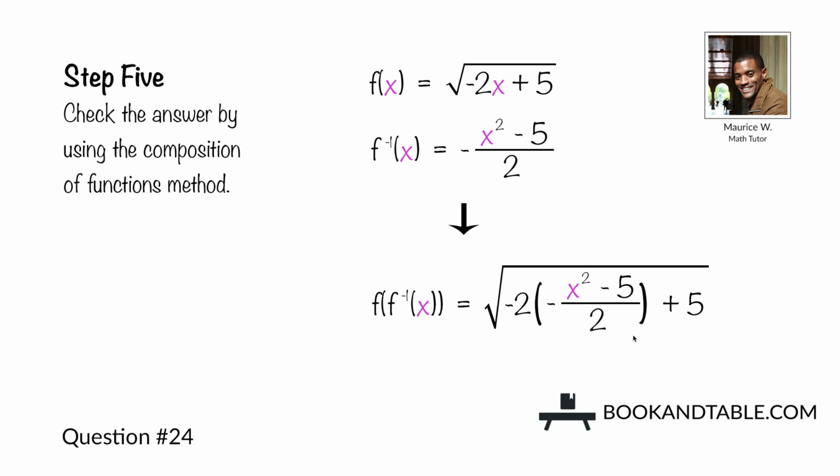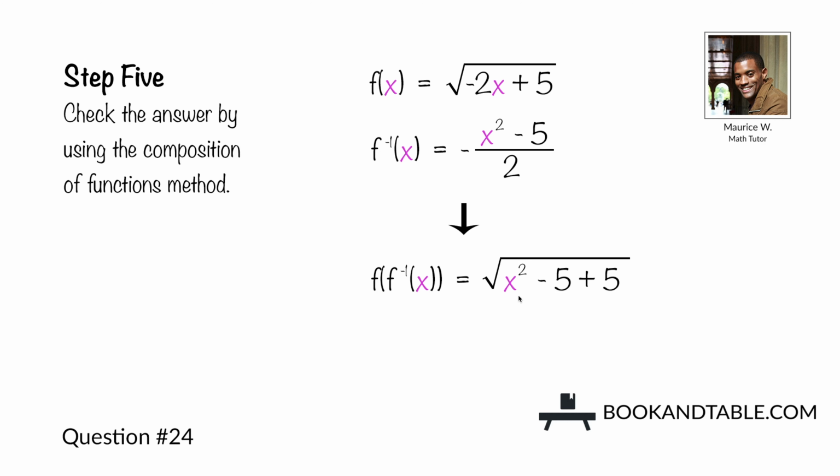And now we evaluate. When we distribute this negative 2 to this fraction, this negative 2 negates with this denominator, negative 2. So that will leave us with x squared minus 5 plus 5 as our radicand under that radical. Negative 5 plus 5 cancel each other out, leaving us with the square root of x squared. And the square root of x squared is equal to x. So the first order does give us x, so that works.